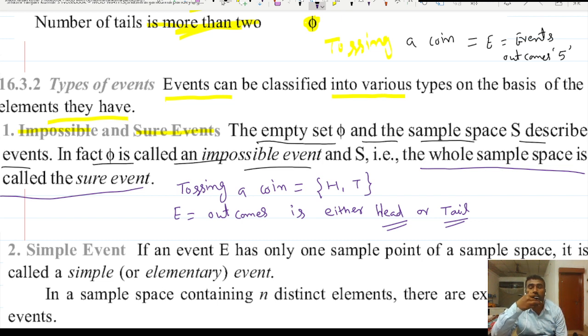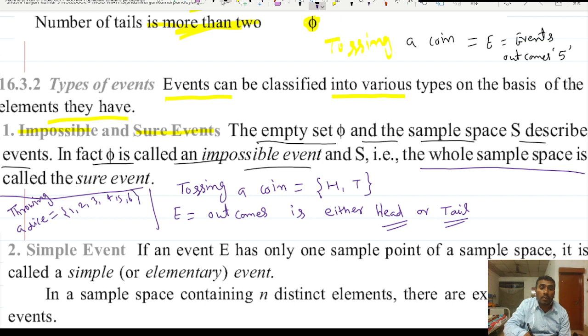Let us take one more example, tossing a die or throwing a dice, and I am asking what is the probability that 20 will come. Whenever you are throwing a dice, the outcomes may be either 1, 2, 3, 4, 5 or 6. But I want the outcome to be 20. So it is impossible when you are throwing a dice. You can get any number from 1 to 6, but you can't get 20.